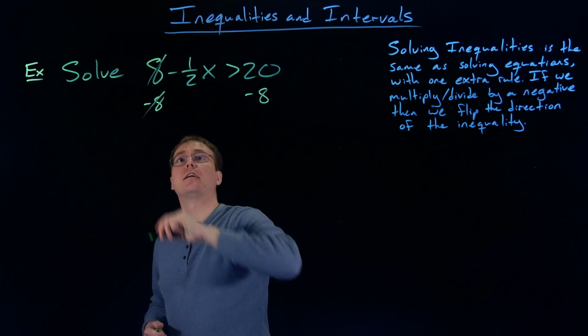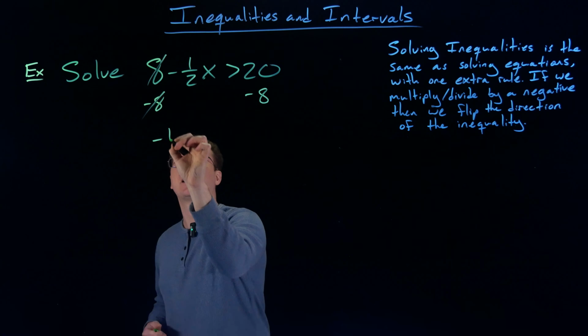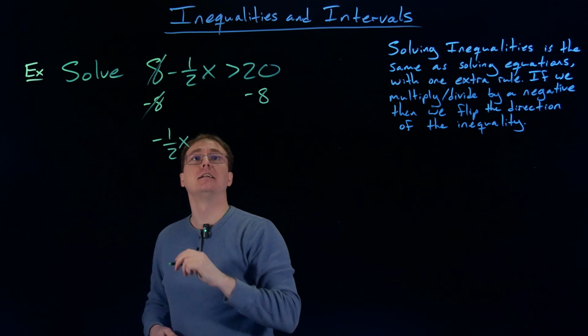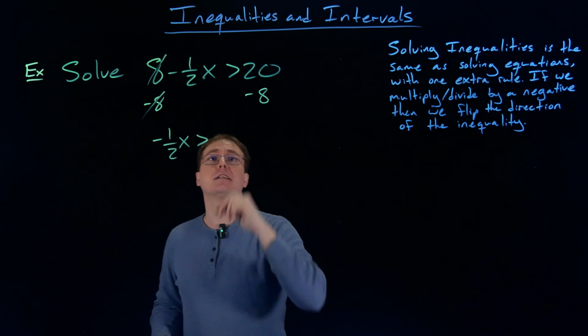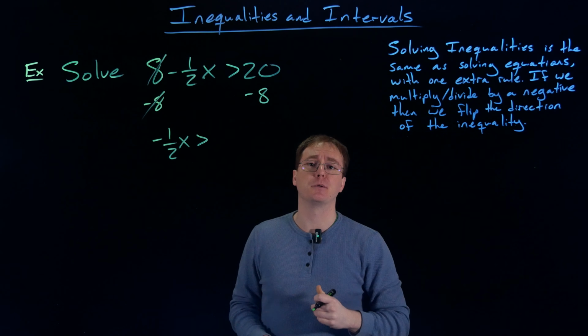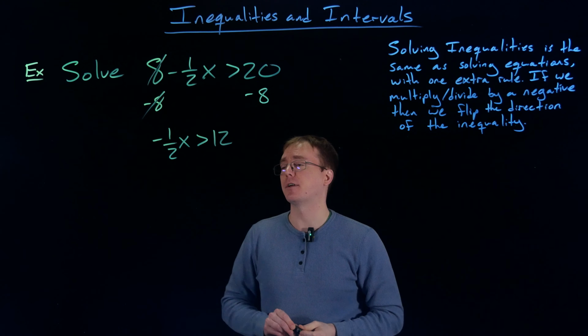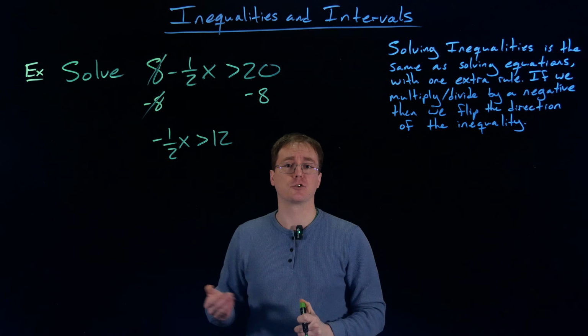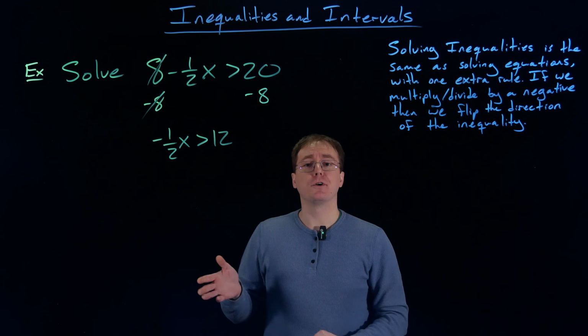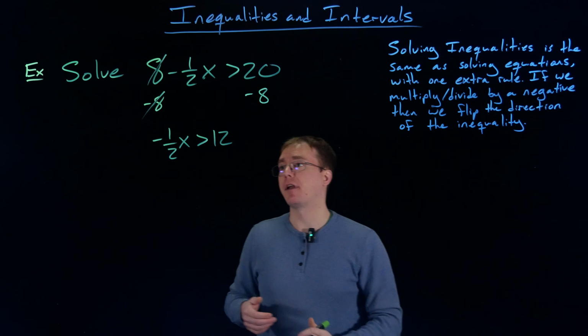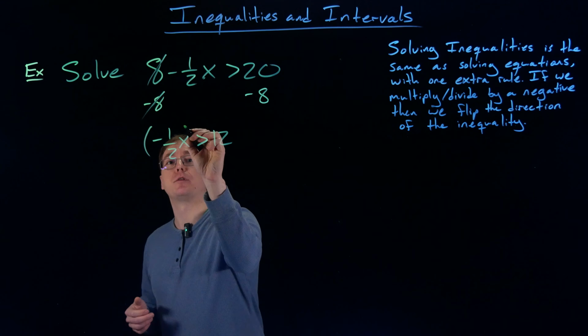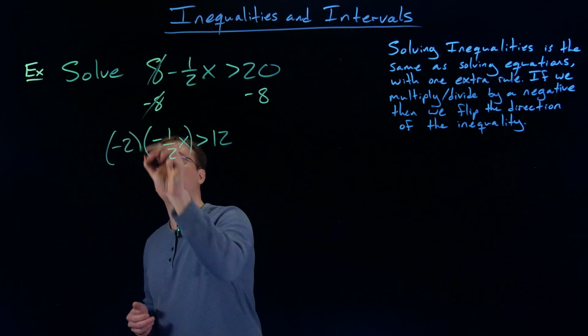So that cancels out the 8 on the left-hand side. Our new left-hand side is just going to be negative 1/2 times x. And then the new right-hand side of our inequality is going to be the difference between 20 and 8, which is 12. And so now we just got to get x by itself, looking at negative 1/2 x is greater than 12. So in order to cancel out that factor of negative 1/2 in front of x, we're going to have to multiply the left-hand side by negative 2.